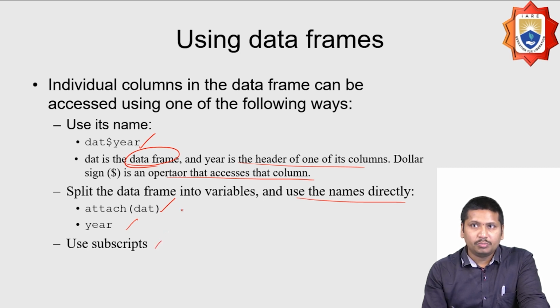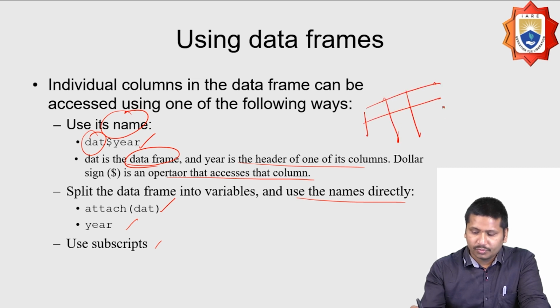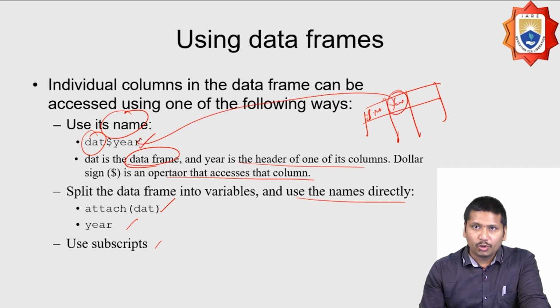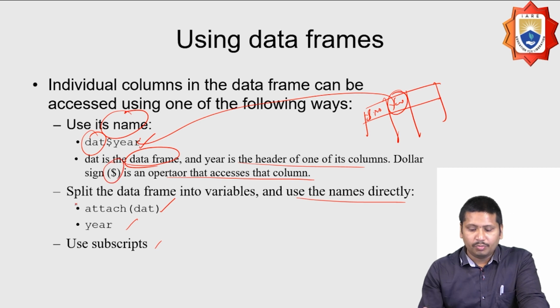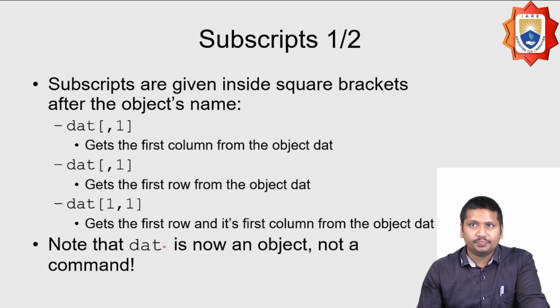So individual columns in the data frame can be accessed in one of these ways. Either through the name, like data is the data frame name, dollar, and year, where year should be one of the column headers. How can we access that? By making use of this dollar operator. And the next one, we can split the data frame into variables like attach and then year, and sometimes you can also make use of subscripts.